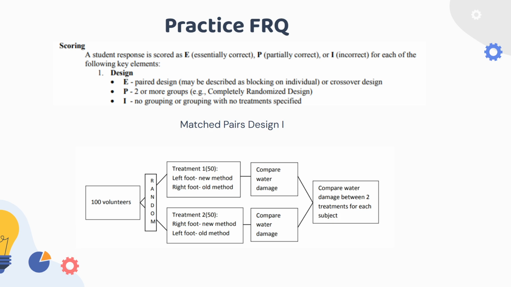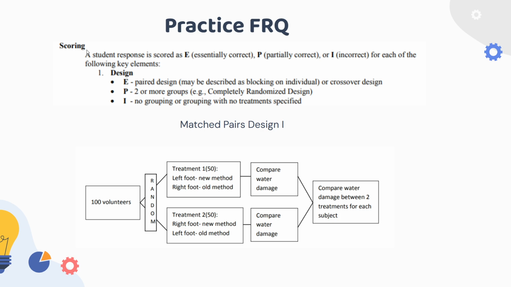You can do treatment 1, where left foot, new method, right foot, old method. I think you might have probably done this FRQ before, but it's fine. It's all good learning. If you want to look at what he answered, please do. It's really good. And then treatment 2 is right foot, you do the new method with the new boot, and the left foot, you do the old method. And then in both treatments, you compare, and then you compare between the two.